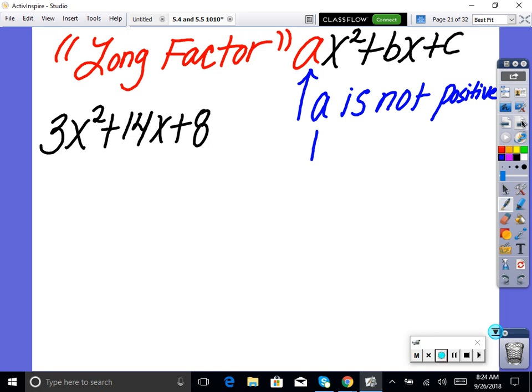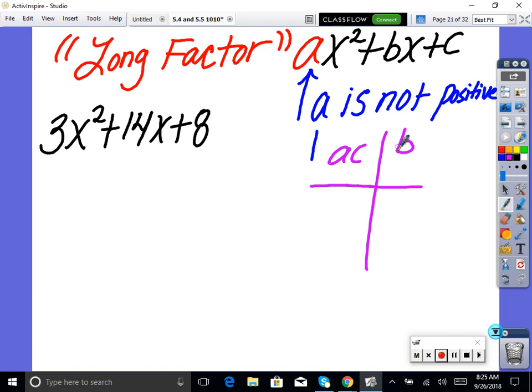So, if it does not have a positive 1, you cannot just insert them right in. That's really bad. If you do that, you'll get the wrong answer. So instead, we do start out the same way as factoring all quadratics. So we always do what multiplies to be a times c and adds up to be b. That's always how we start out.